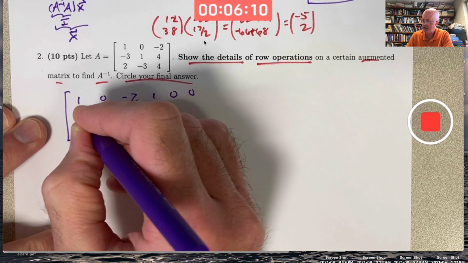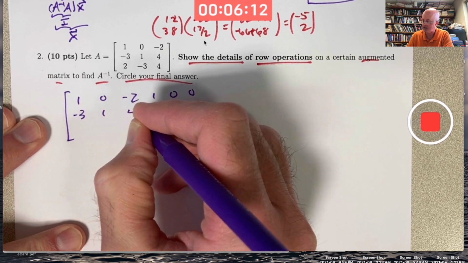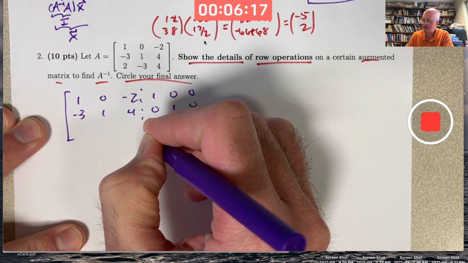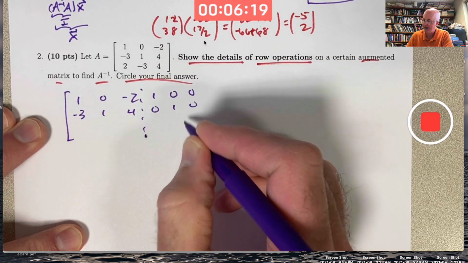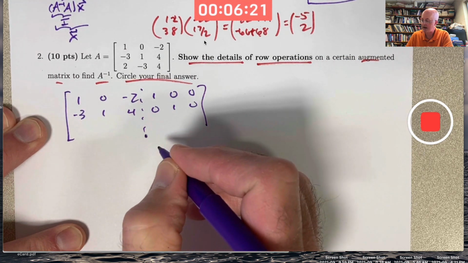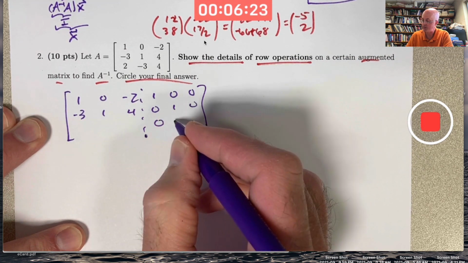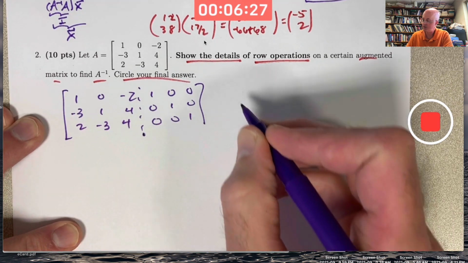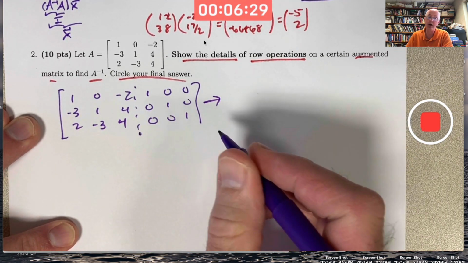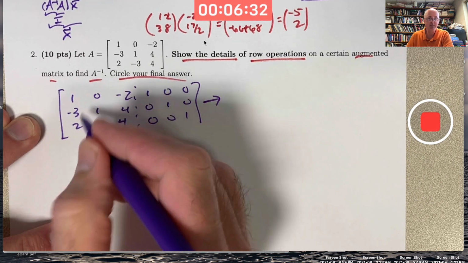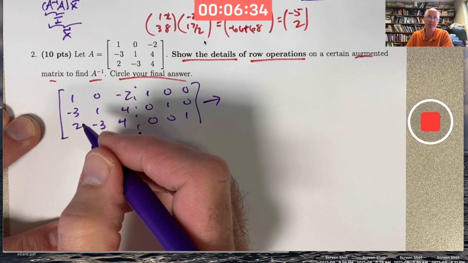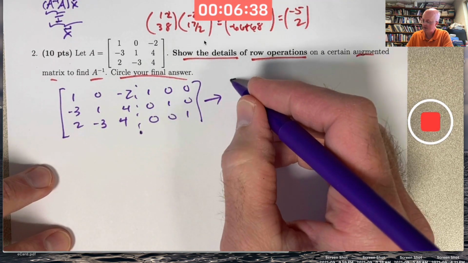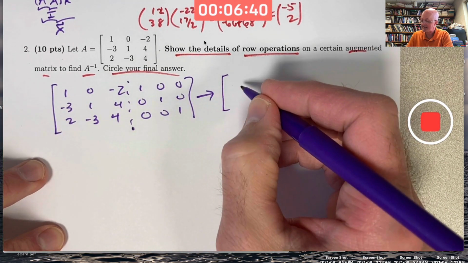What I'm doing here is creating a 3 by 6 matrix whose 3 by 3 part to the left of this dashed line is A, and whose 3 by 3 block to the right of this dashed line is the 3 by 3 identity matrix. This is the matrix I want to do row operations on to get to reduced row echelon form. If this block becomes the 3 by 3 identity matrix, then whatever's over here will be A inverse. Okay, so I'll do these as quick as I can.